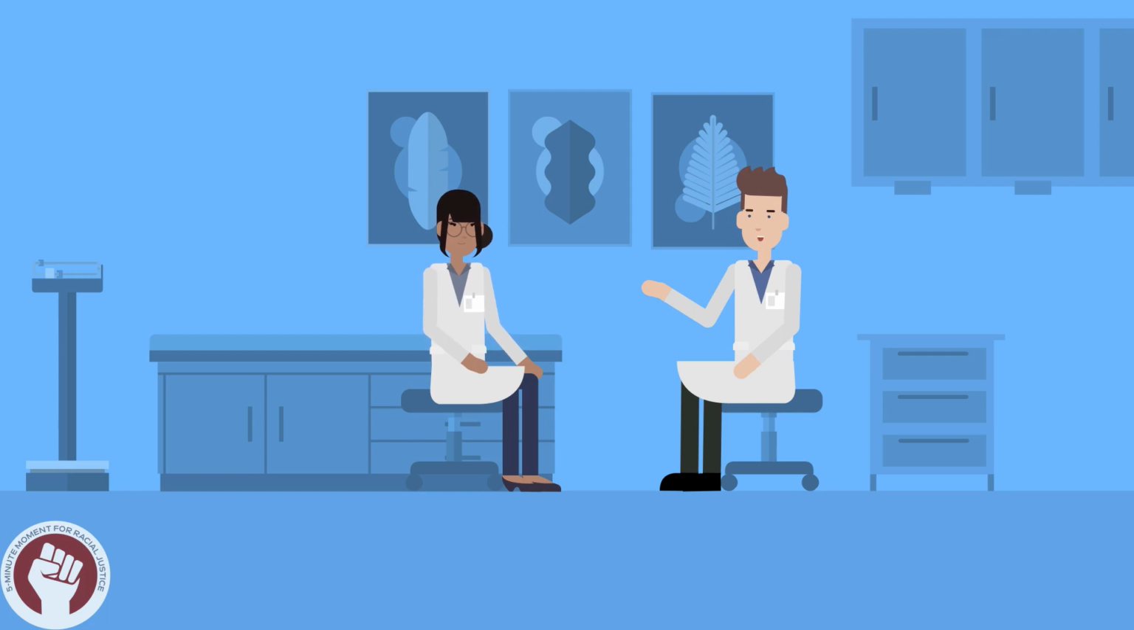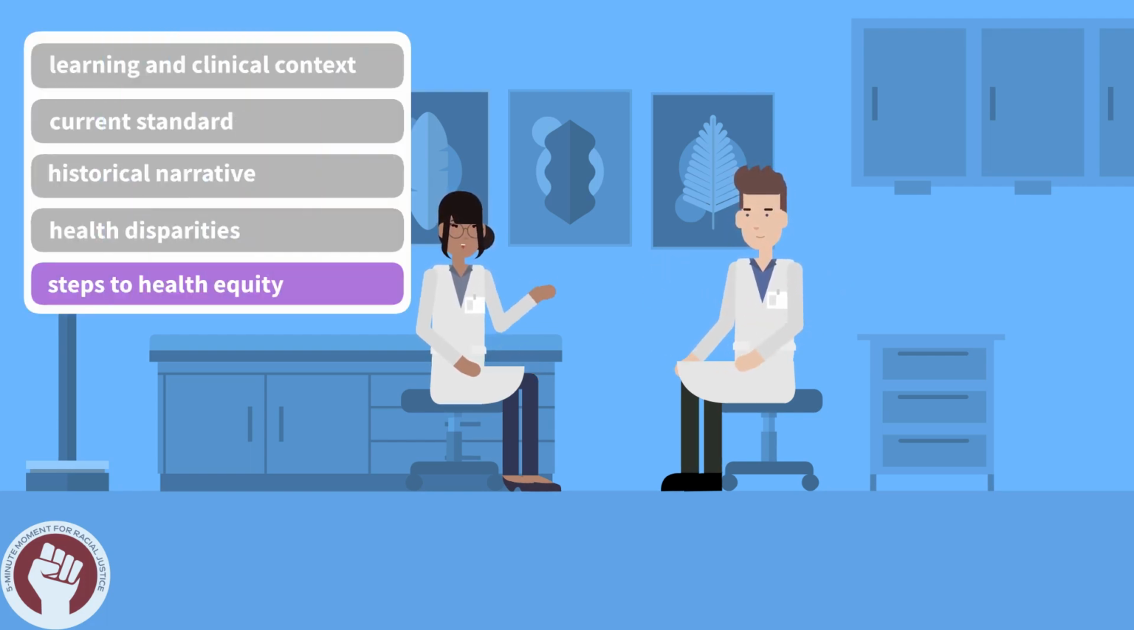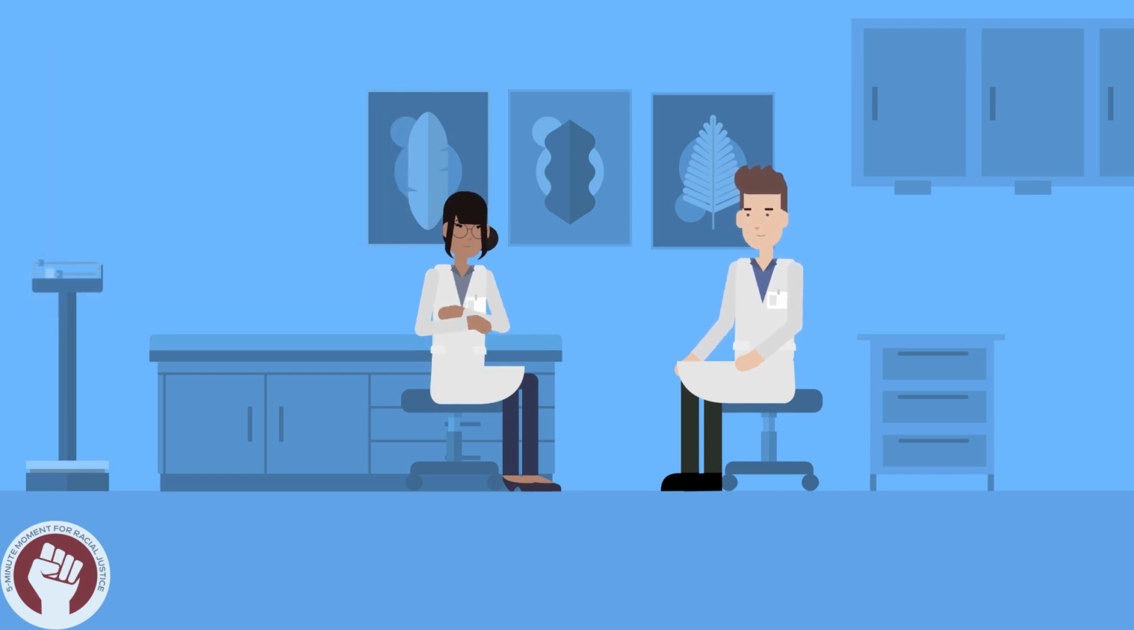So what can we do instead to practice more equitably? Many institutions have eliminated race correction for EGFR reporting. You can also order EGFR tests that are race neutral, such as the cystatin C test instead. So, what do you think we should do in this patient's case?